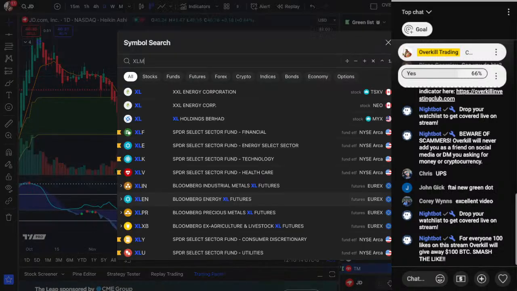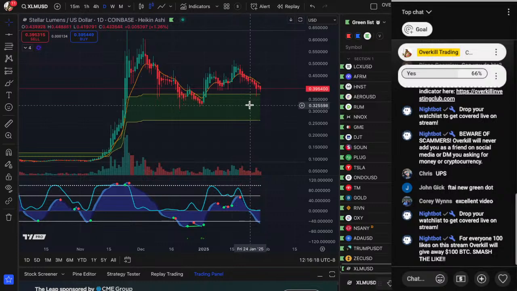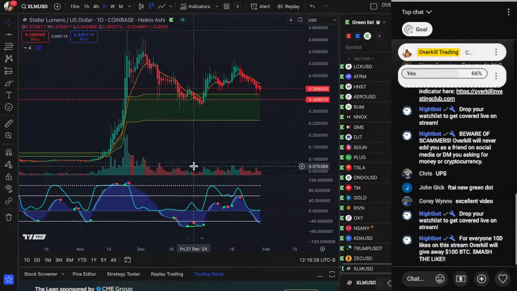We got XLM. XLM selling off here as well. 35 cents is going to be a big level for that. I put my stop loss right there at 35. Again, just waiting on that green dot confirmation. You should have been buying down here in this area at 33. Okay, right here at 35.